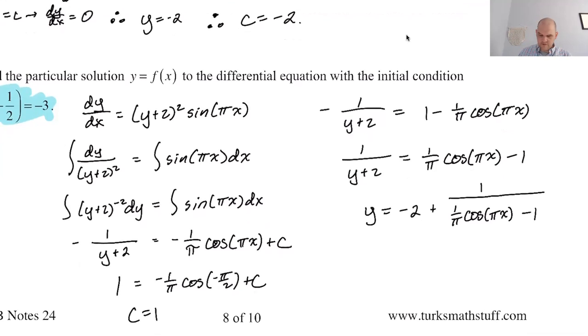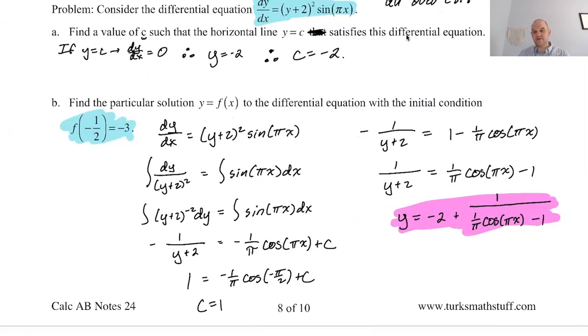So this would be f of x. It always says find y equals f of x. So did I do it? I found y. I didn't say it was f of x, but y equals f of x. So if I found y, I guess I found f of x. I'm going to paint this. Okay, so I think that's my solution.